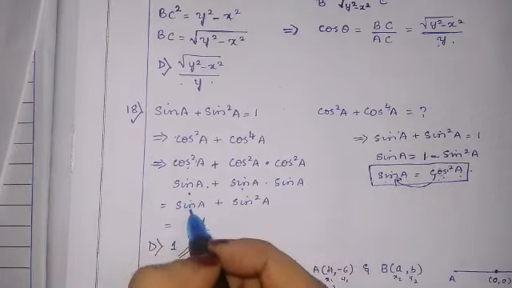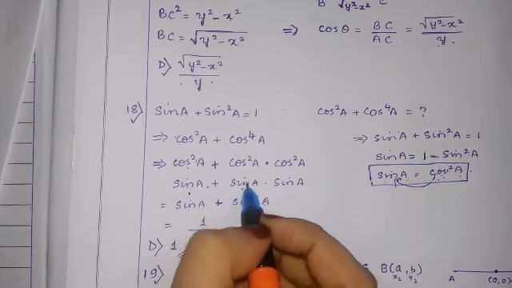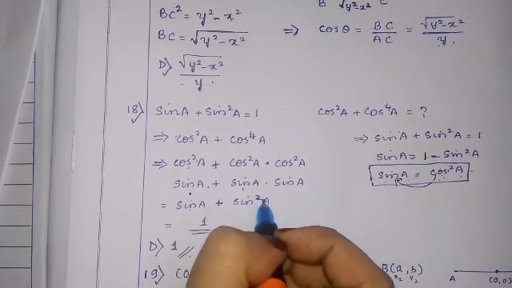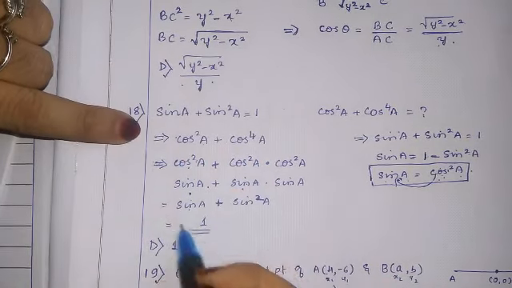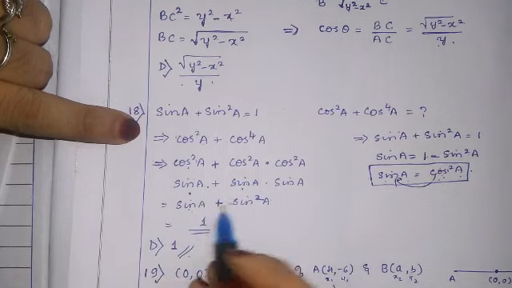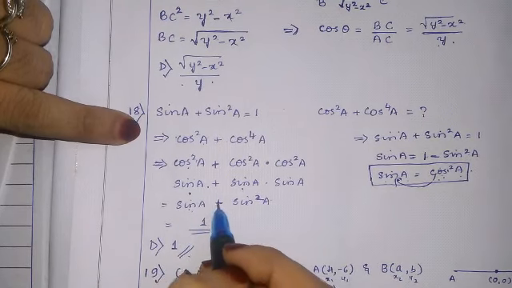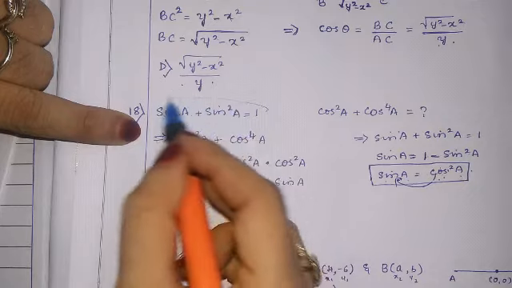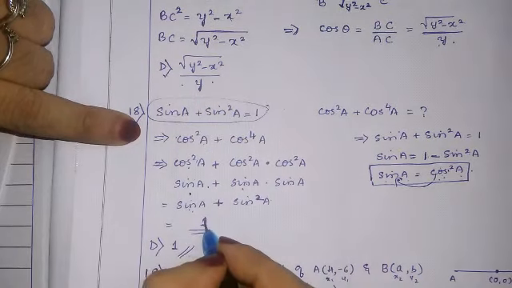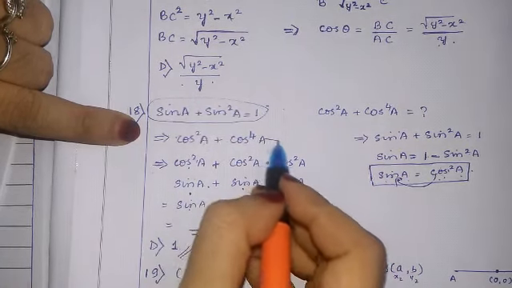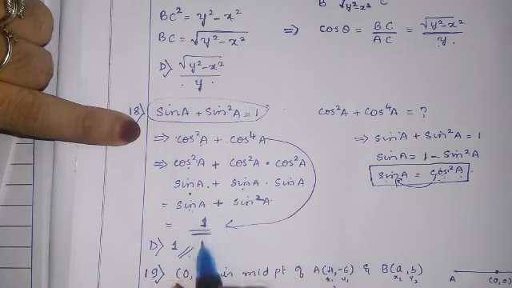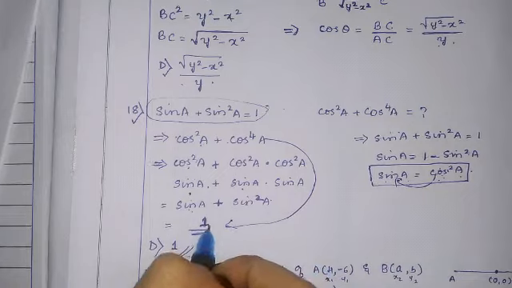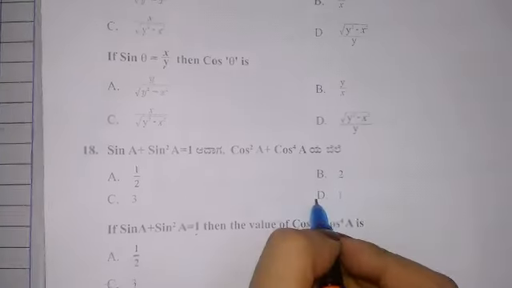So sin A as it is plus sin A into sin A, sin square A. From cos square A plus cos to the power 4A, what we got? Sin A plus sin square A. And the value of sin A plus sin square A is nothing but 1. So cos square A plus cos 4A is nothing but 1. So the correct option is D, 1.